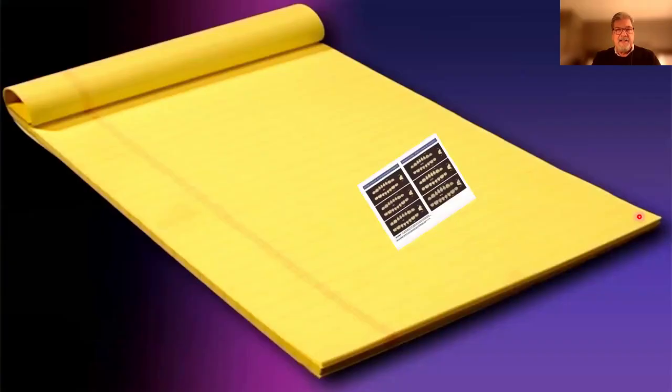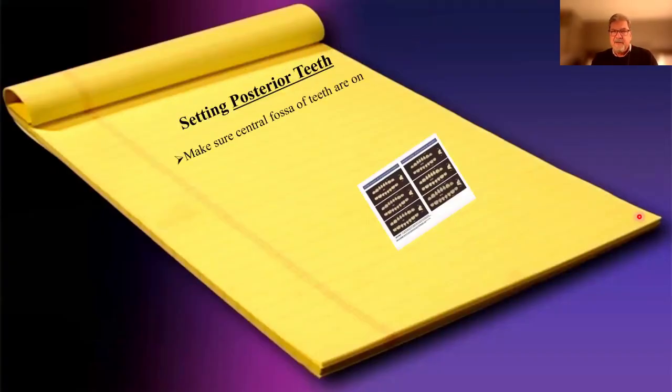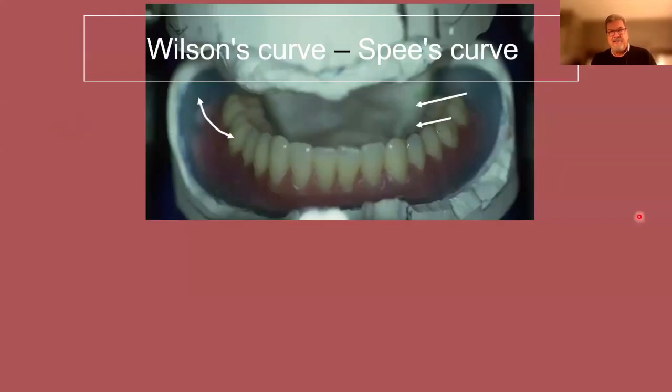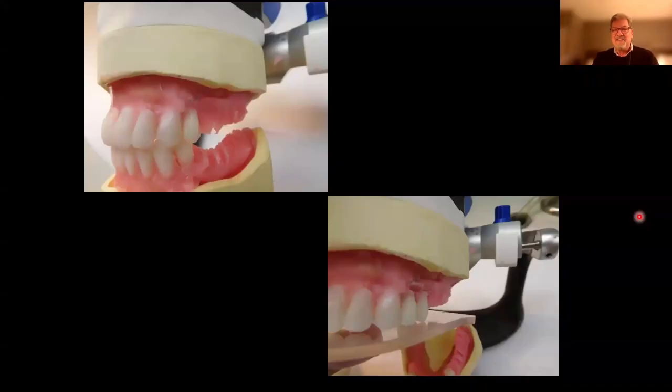So let's talk about setting those posterior teeth. Just checking our notes. Want to make sure the central fossa of the teeth are on a lower curve of Wilson, and there's a curve of Spee from the anterior to the posterior. Little review here for you, just in case you forgot. So I'm going to set my denture teeth on a case that we started with.